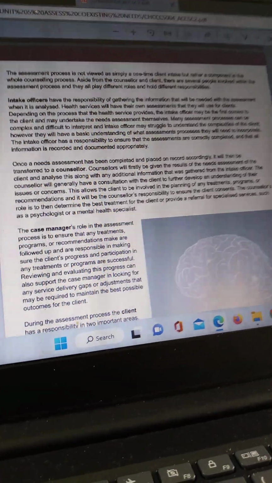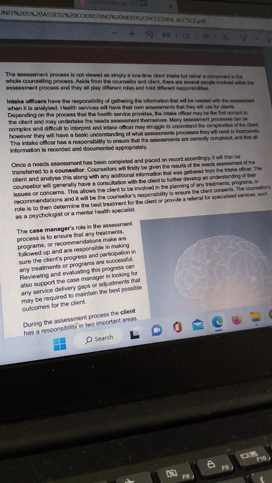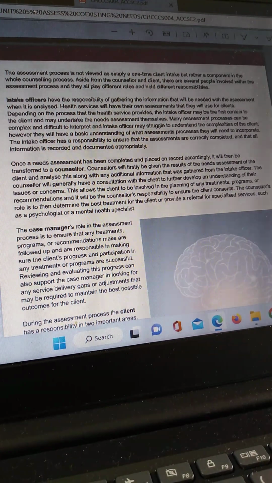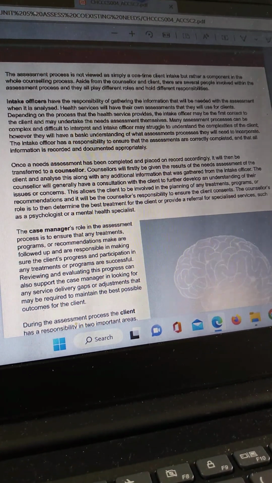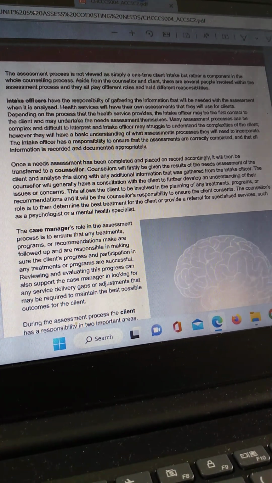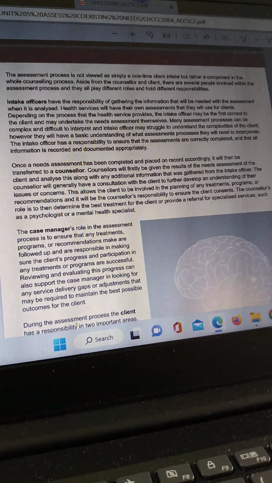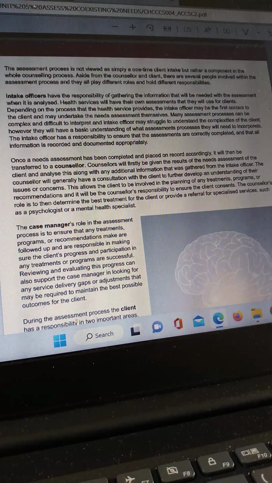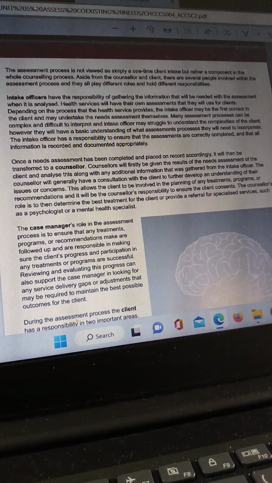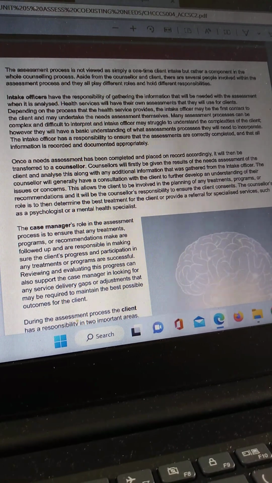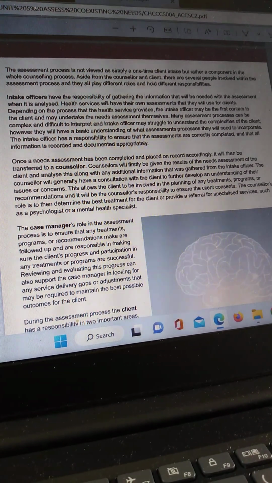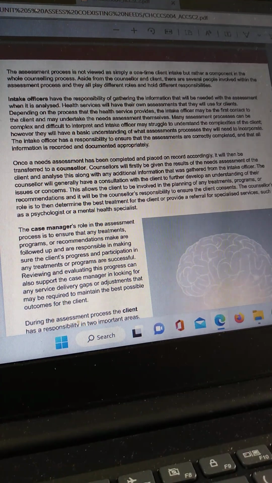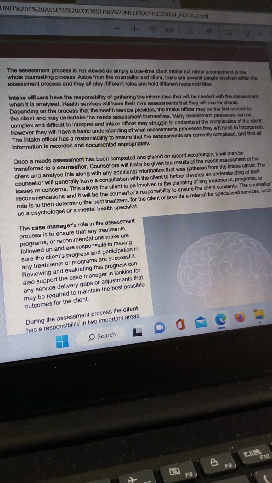The counsellor will generally have a consultation with the client to further develop an understanding of their issues or concerns. This allows the client to be involved in the planning of any treatments, programs or recommendations, and it will be the counsellor's responsibility to ensure the client consents. The counsellor's role is to then determine the best treatment for the client or provide a referral for specialised services such as a psychologist or a mental health specialist.